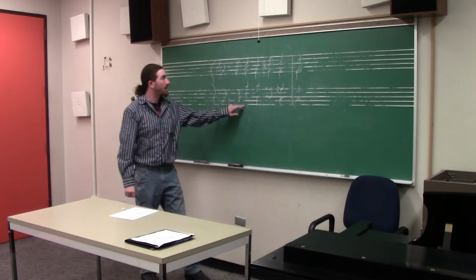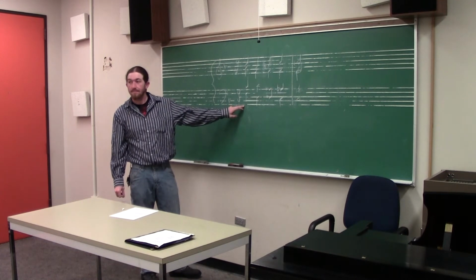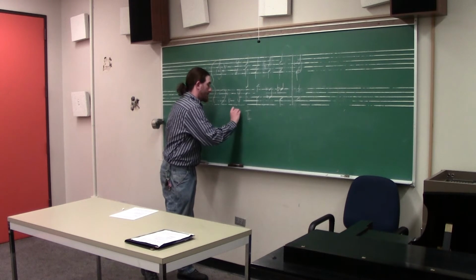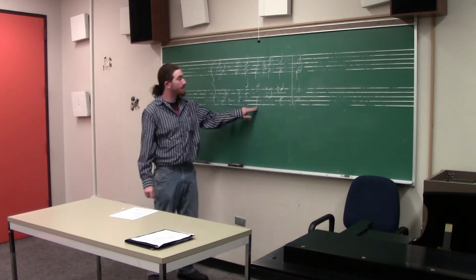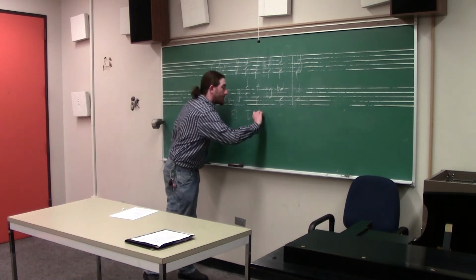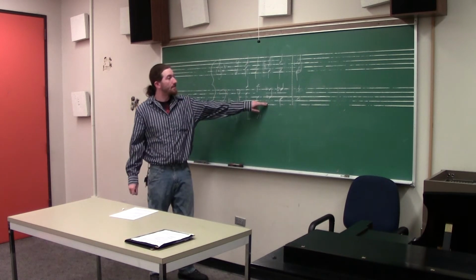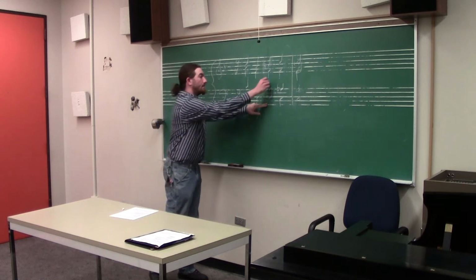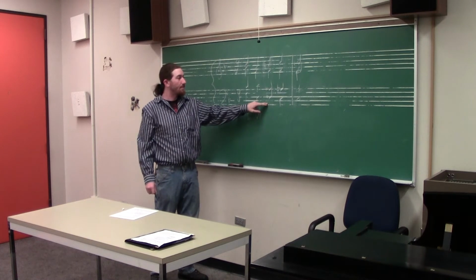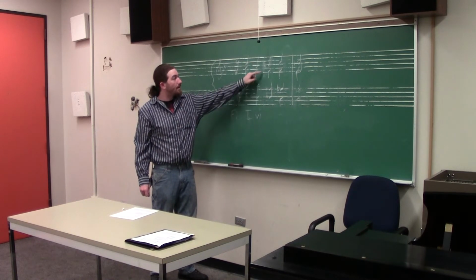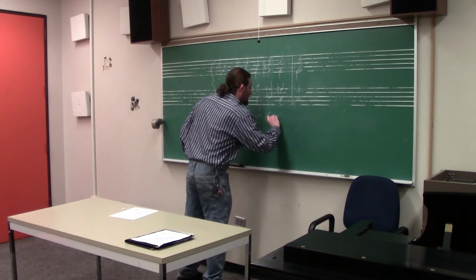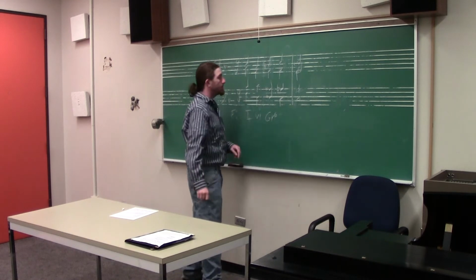All right, so what's the first chord here? 1. The next chord? 6. Good. And this one? German augmented 6. Good. Because we have me, la, fi, and do. And if it's a German, where does it have to go? 6 4.